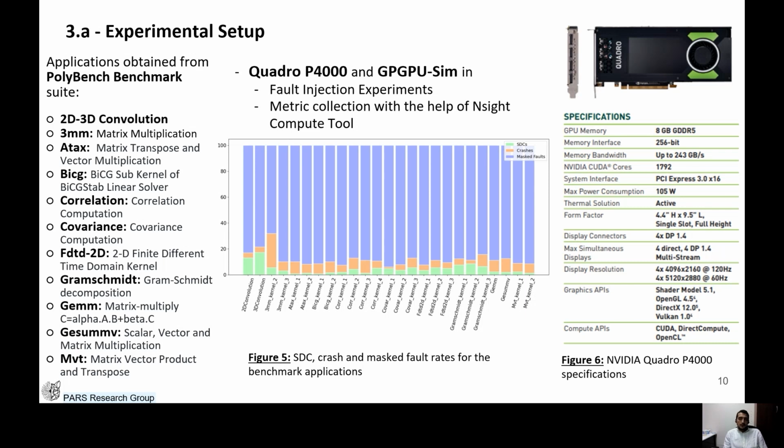In our experiments, we use a GPGPU simulator to collect performance metrics. In the simulator, we try to set hardware parameters as in the Quadro P4000. Also, fault injection experiments and profiling experiments for the other metric collection are done on NVIDIA's Quadro P4000 GPU. For the profiling stage, we have used NVIDIA's Nsight Compute tool. This list shows the specs of our GPU.